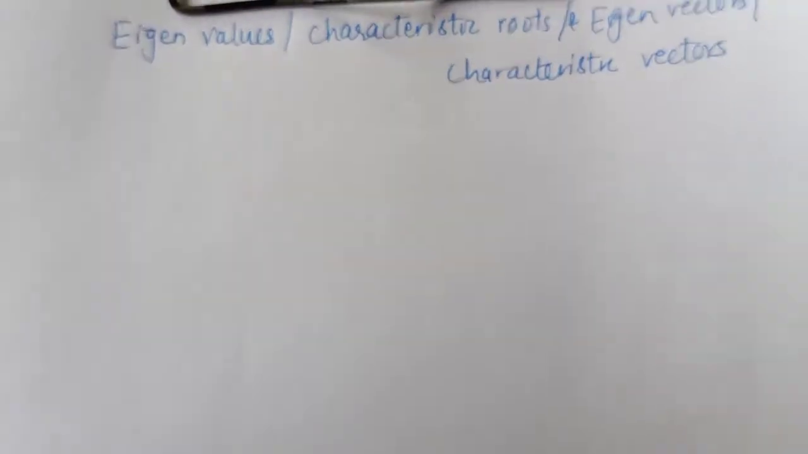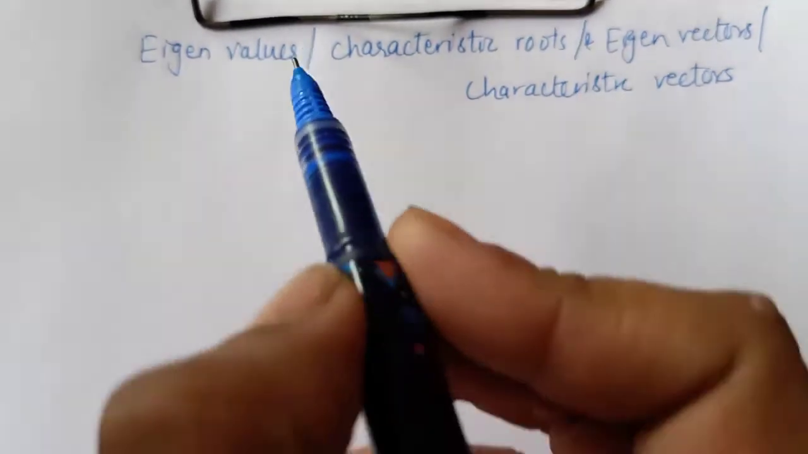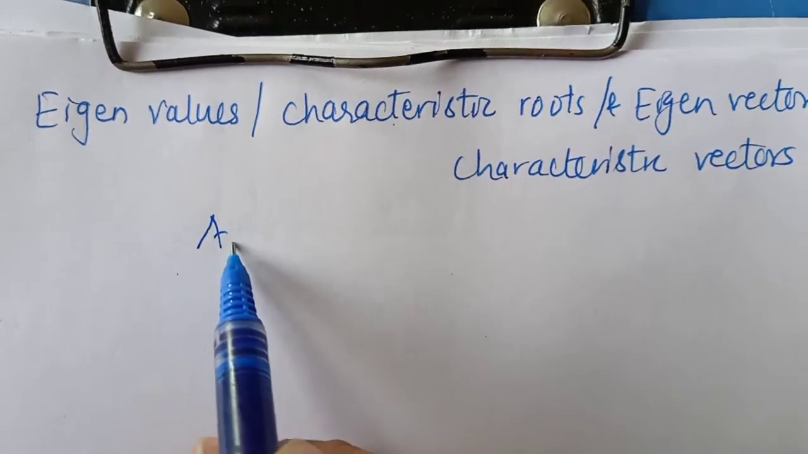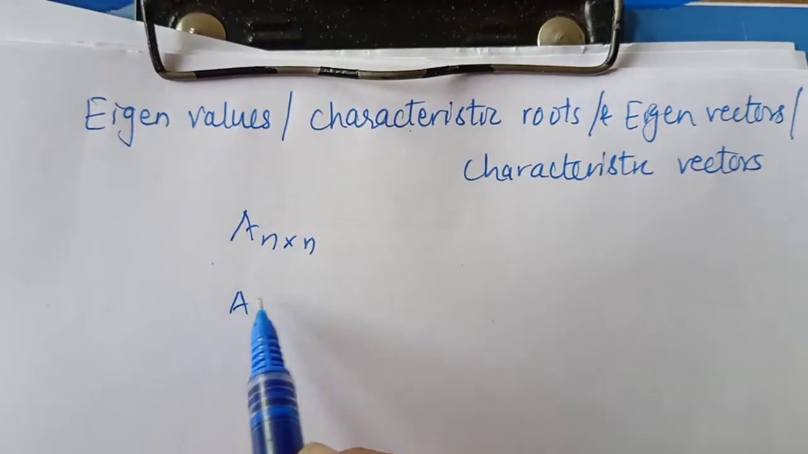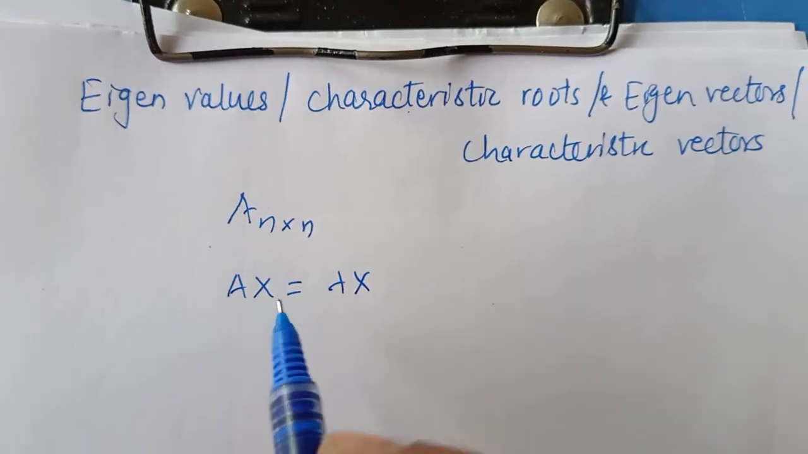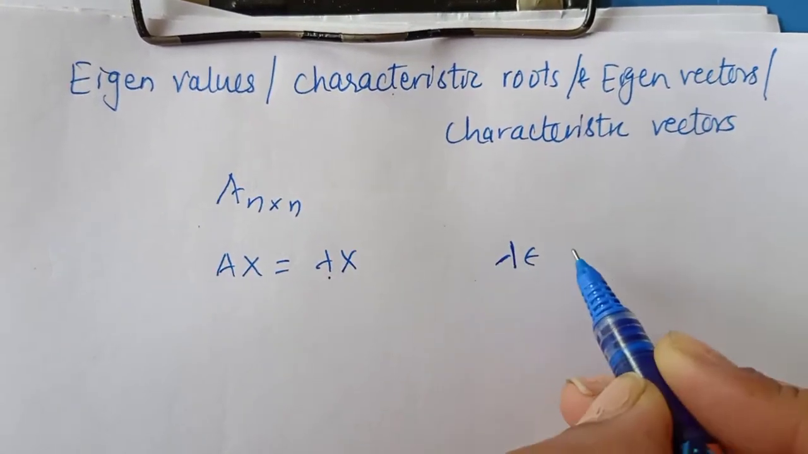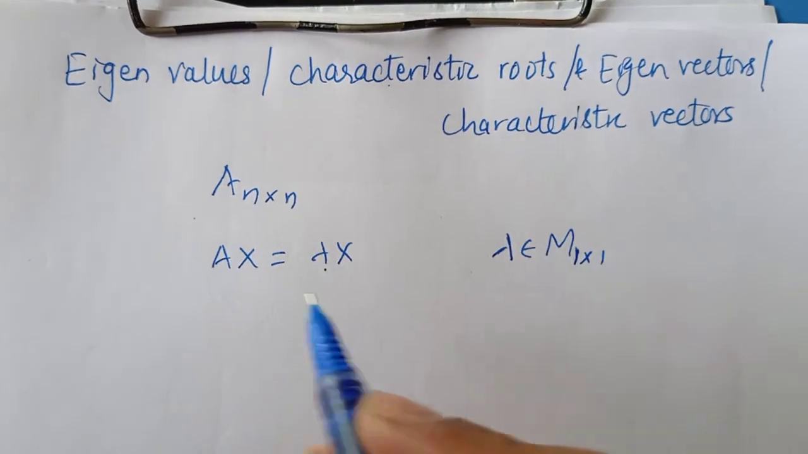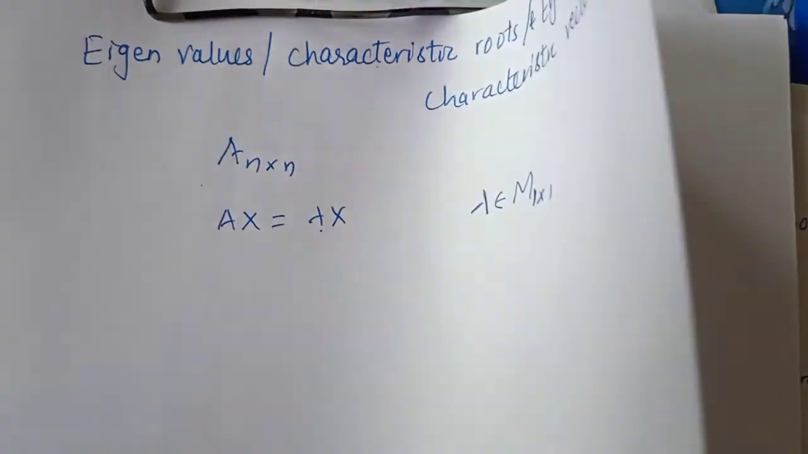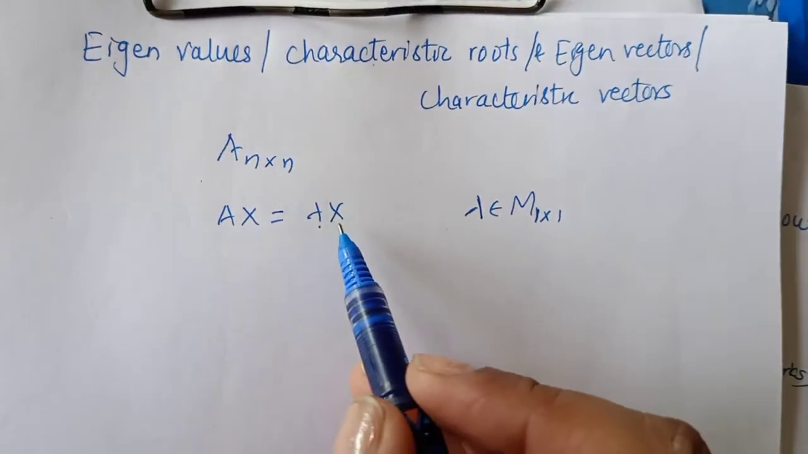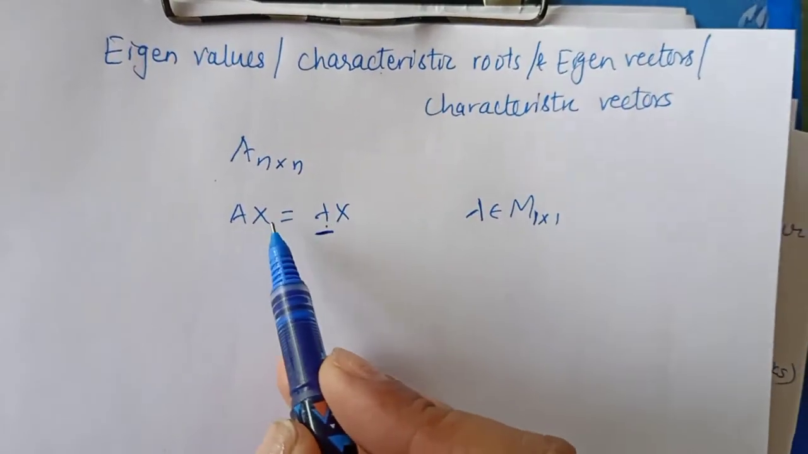So next topic is eigenvalues or characteristic values and their corresponding eigenvectors and characteristic vectors. Suppose A is a square matrix of order n, then we define Ax is equal to lambda x. Here this lambda is a scalar, and by this I mean it is a 1 cross 1 matrix or scalar in other words, and x is known as the eigenvector corresponding to eigenvalue lambda.